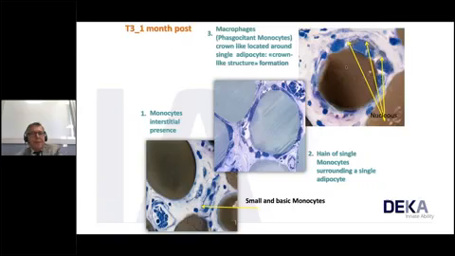And you see here in the first image, you can see monocytes present in the interstitium. In point 2, single monocytes surrounding a single adipocyte, and point 3, macrophages, so the phagocytic monocytes, crown-like located around the single adipocyte, creating a crown-like structure formation just around the droplets.